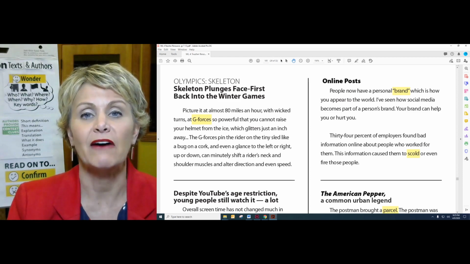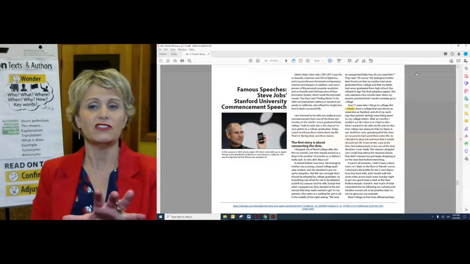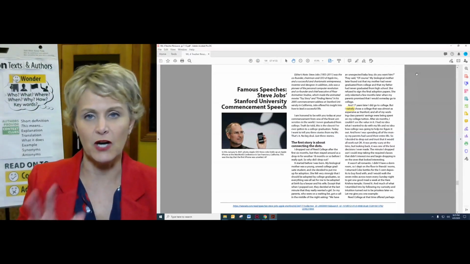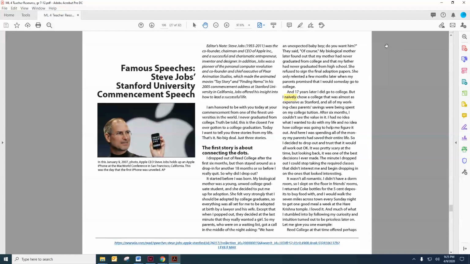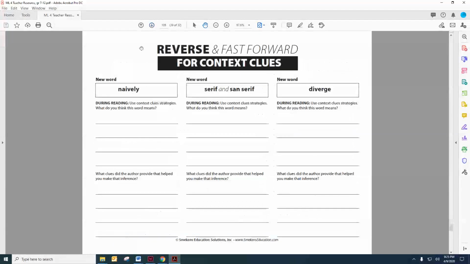All right, now, if you were in Mrs. Smecken's class, here's what I would ask you to do. I would ask you to utilize the Steve Jobs graduation commencement article that we've looked at many times. And I have highlighted 6 words, and I've put them each on these next 2 pages. Naively, serif, sans serif, diverge, affairs, dogma, idealistic.